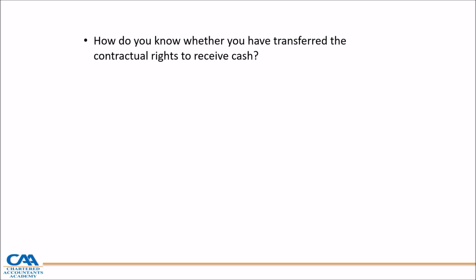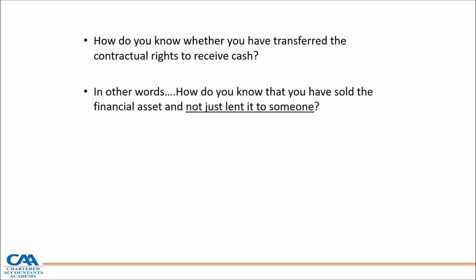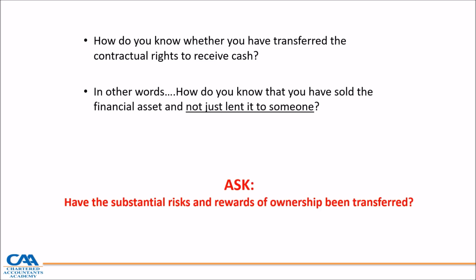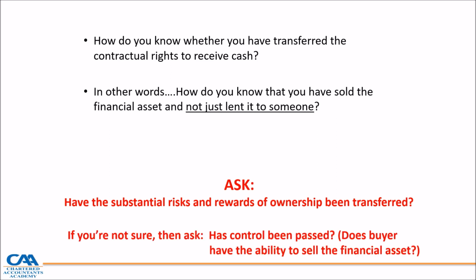So this is basically trying to establish where you have transferred, right? How do you know that you have sold the financial asset and not just lent it to someone? The main question to ask is whether substantial risks and rewards of ownership have been transferred. If risks and rewards of ownership have been transferred, you no longer control the financial asset, and you can't say that it belongs to you.